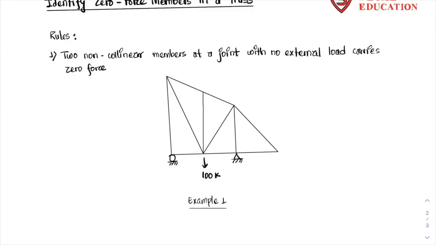Now let's apply rule number 1 on this example. So we'll be looking at the non-collinear members at a joint. Just to make sure, remember the joints must have only two members for rule 1 to apply. Non-collinearity exists when the axis of each member makes an angle with the other. Collinear members always make 180 degrees with each other.